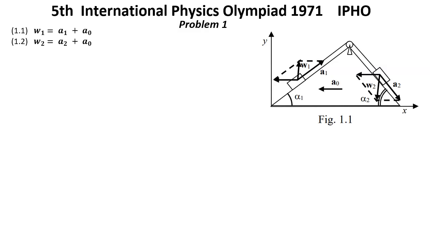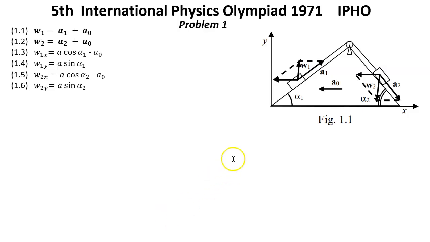Solution for problem 1. The blocks slide relative to the prism with acceleration a1 and a2, which are parallel to its sides and have the same magnitude a. The blocks move relative to the Earth with acceleration w1 equal a1 plus a0 and w2 equal a2 plus a0. Now we project w1 and w2 along the x and the y axis.